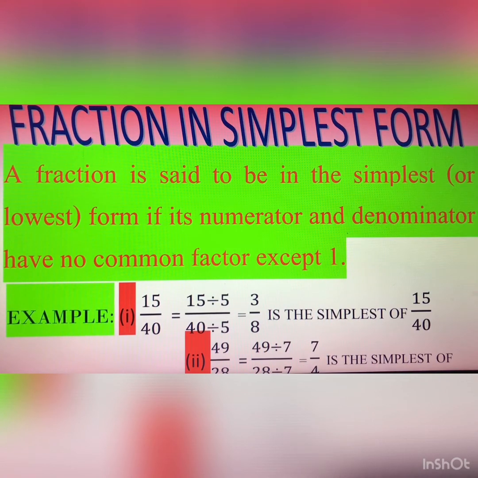We have to divide both the numerator and denominator by 5. Then we will get 3 by 8. And these 3 and 8 have no common factor except 1. So this fraction is called the simplest form of 15 by 40. Similarly 49 by 28: 49 divided by 7 and 28 is also divided by 7. Then we will get 7 by 4. 7 by 4 is the simplest form of 49 by 28.